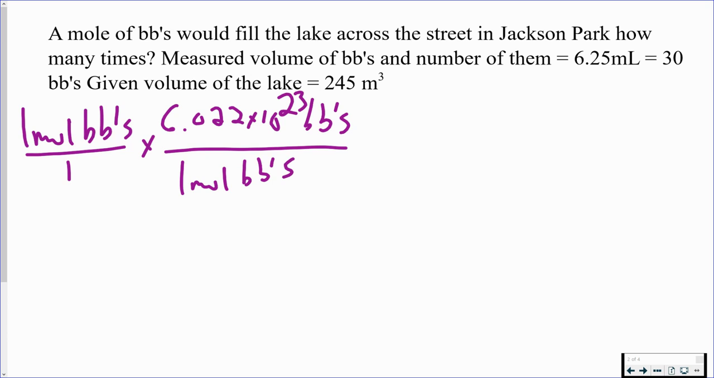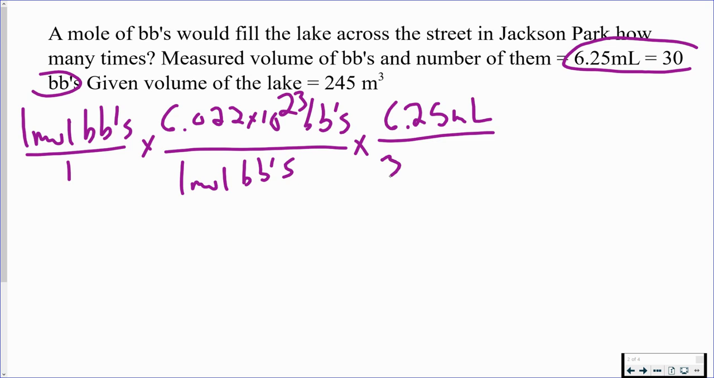Now that we're in the number of BBs, now we can use this kind of conversion factor to go. So we want to get into volume. So we're going to put 6.25 milliliters up top. We're going to put 30 BBs on the bottom. So again, that they cancel out. Now that we're in milliliters, we need to get to meters cubed. So in order to do that, we need to use the 1 centimeter cubed per 1 milliliter.